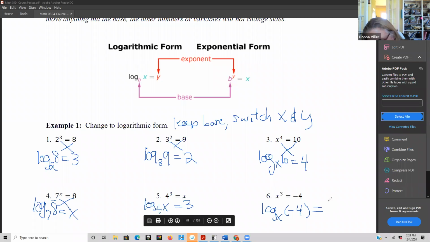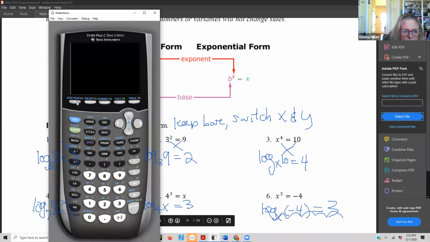I don't like this problem, because I told you you can't take the log of a negative. So what this tells me is there's no solution to this, which is not really true. You can find a number that's cubed that equals negative 4. I don't know what it is, but this is no good because you can't take the log of a negative number. So that is not how you would solve that. I would solve it on the calculator just to show you there is a solution. x cubed equals negative 4, since we've been talking about solving things on the calculator.